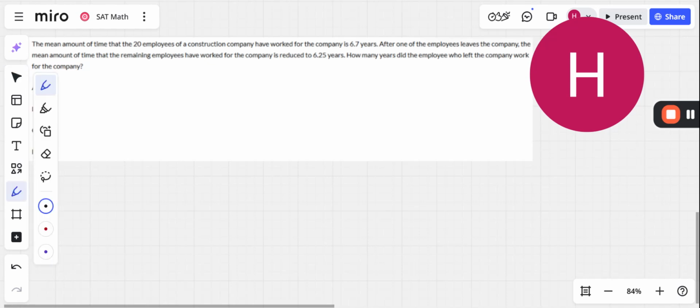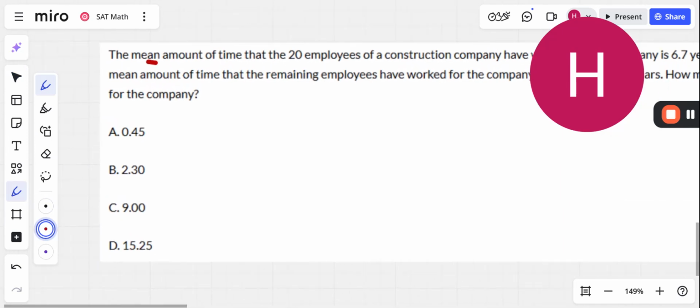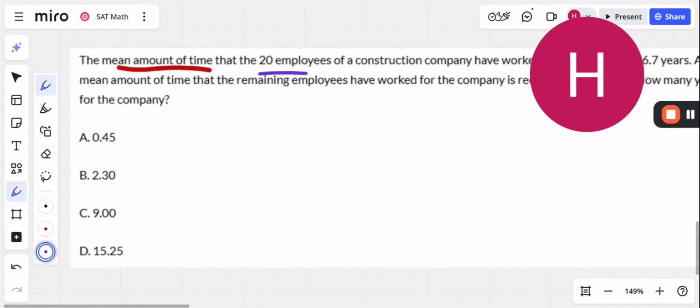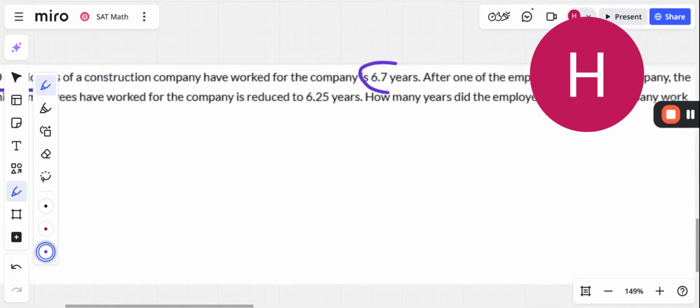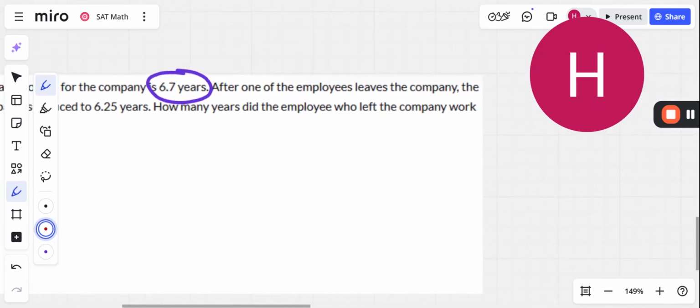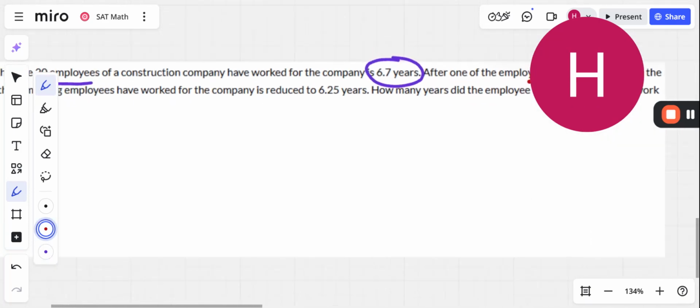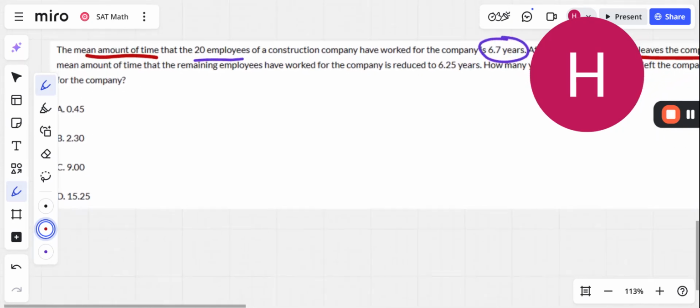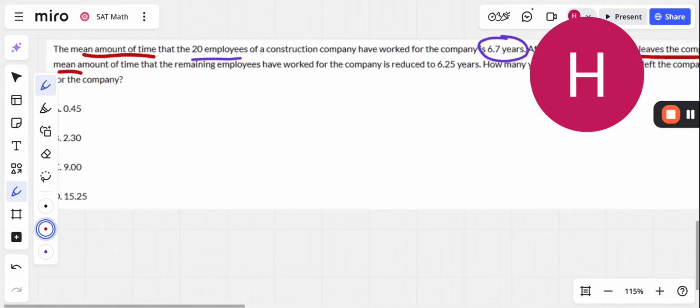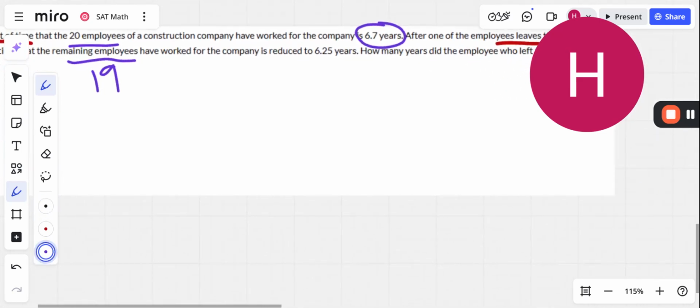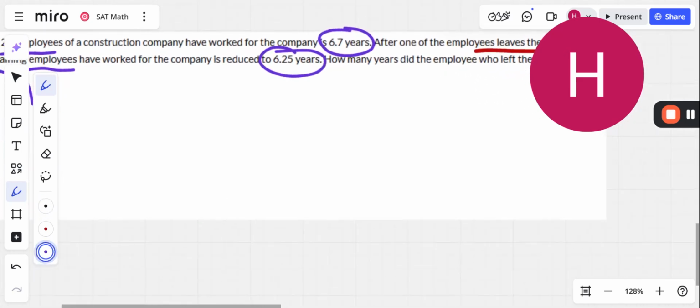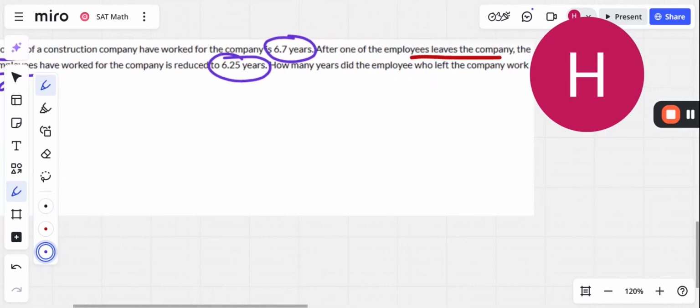It says the mean amount of time, that means like the average, right? The mean amount of time that 20 employees at a construction company have worked there, 6.7 years. So that's the average with 20 values. After one of the employees leaves the company, the average or mean amount of time that the remaining employees, there are 19 of them, have worked for the company is reduced to 6.25 years. It is severely reduced there, isn't it? How many years did the employee who left the company work for?